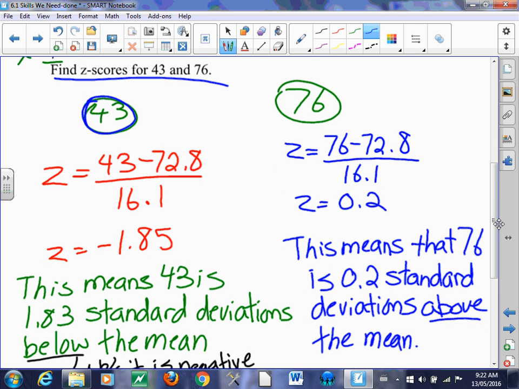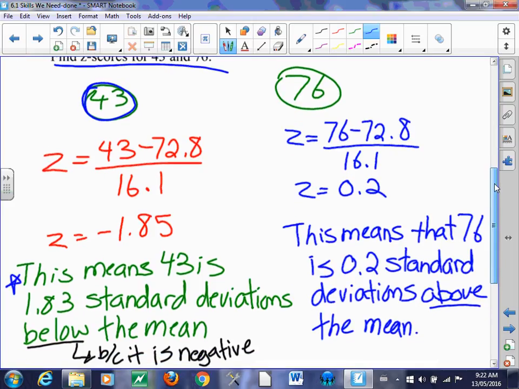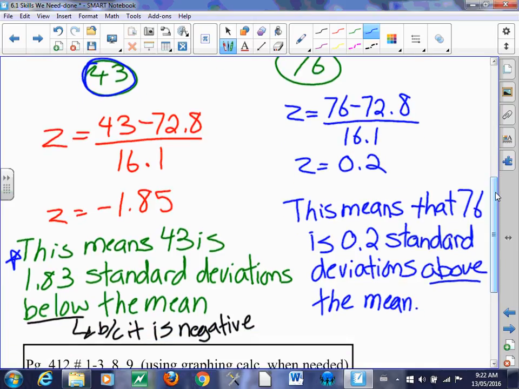I need you to write this down. This means that 43 is 1.83 standard deviations below the mean. It's below the mean because it's negative. There's a negative sign there, and that's important. So it's below average.